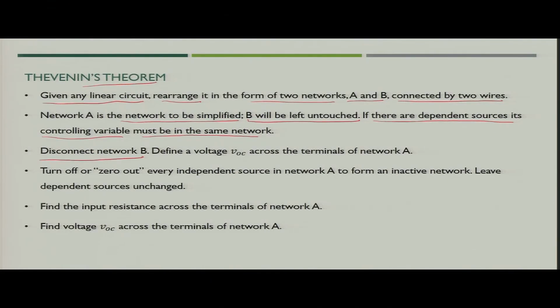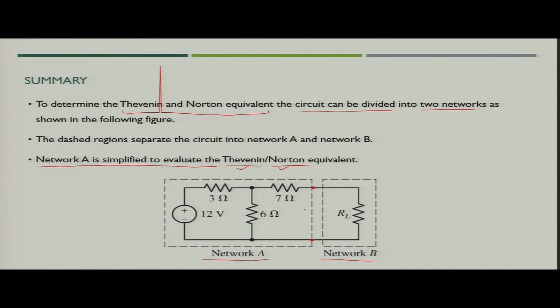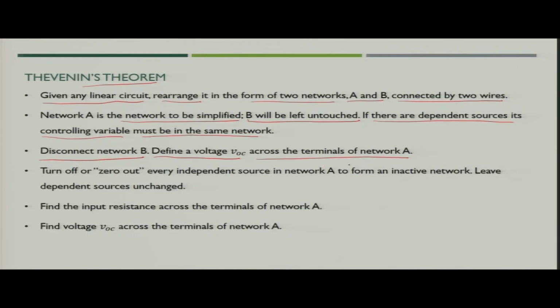Now, disconnect network B and define a voltage V open circuit across the terminals of network A. So, that means we will apply VOC across these two terminals, and turn off or zero out every independent source in network A. Then what will happen? We will form an inactive network, but we have to leave the dependent sources unchanged.